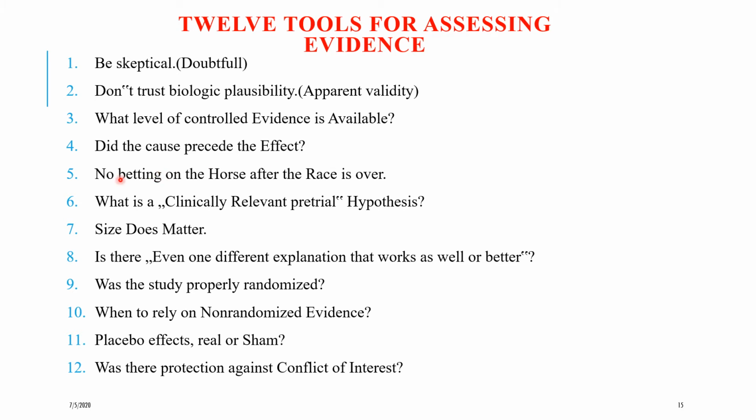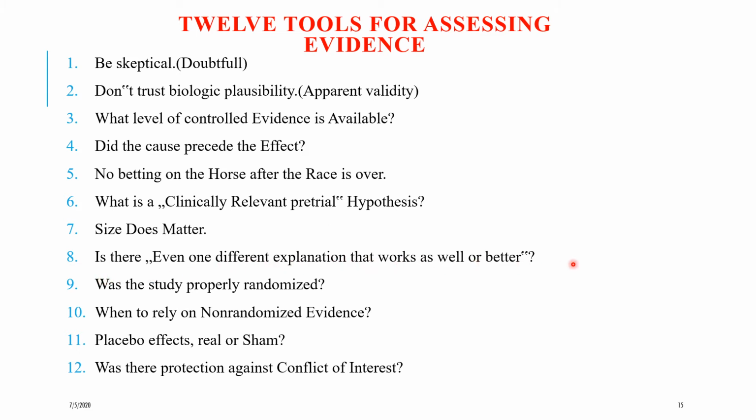Then did the cause precede the effect? You have to check this. No betting on the horse after the race is over. It's like buying a ticket after the train has gone. Then what is the clinically relevant pre-trial hypothesis? That is your null hypothesis. And population size means whether they have used the correct population or number of samples, that you have to check while you read your articles. Is there even one different explanation that works as well or better?